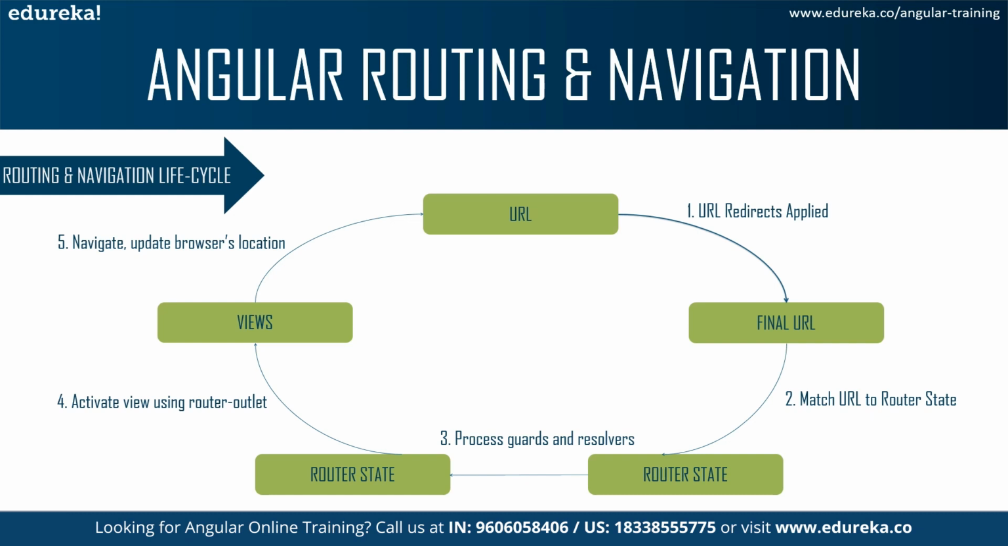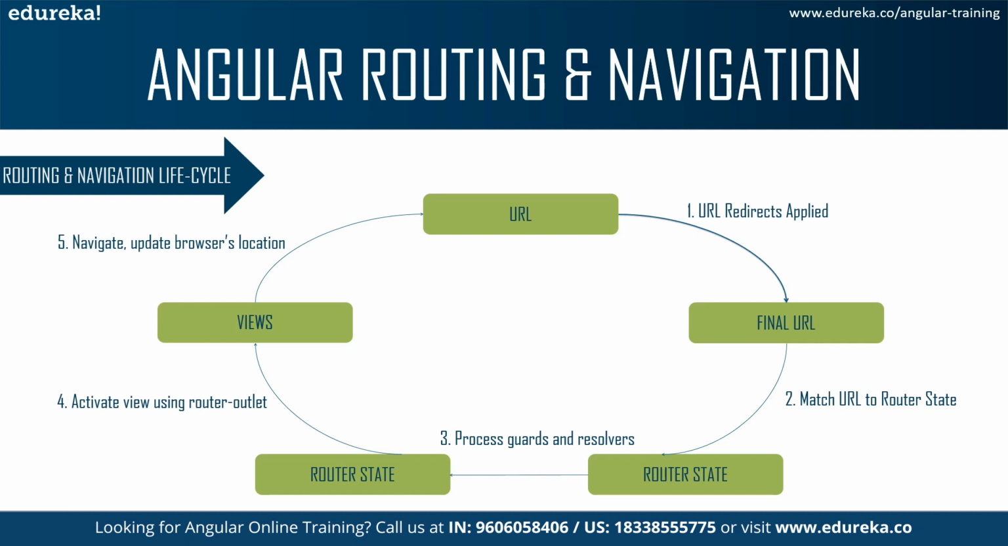We'll see that in an application. The next step is the final URL. That means when you match the URL to our router state, it proceeds to our final URL, which takes us to our destination page. The next is our routing state. Here the process of guards and resolvers are involved. Here again in our routing state, when we have to navigate from one page to another, this state occurs. Next we have the process to activate the router outlet. The final step is to navigate and update the browser's location. Whichever the destination page is, it shows us in the final step.